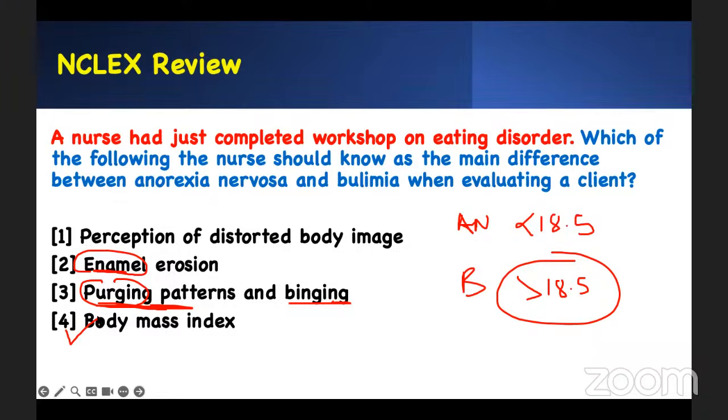Of course, all the signs and symptoms they're going to give you will be confusing to you. They're both going to have amenorrhea, right? They're going to have all those signs. They're going to have enamel problems, dentition problems, calluses on the back of their hand. If they give you those, keep on selecting them. But one thing you can tell whether this patient is anorexic or bulimic is body weight, and body weight.